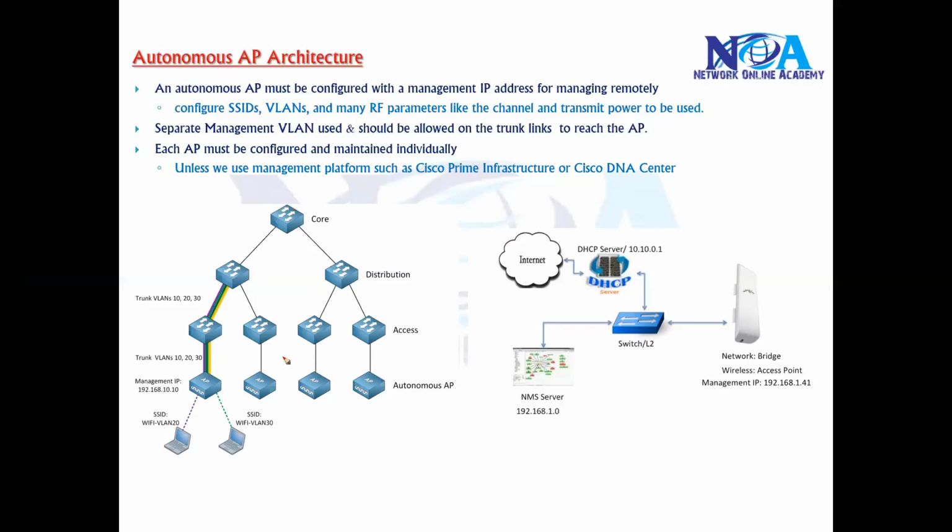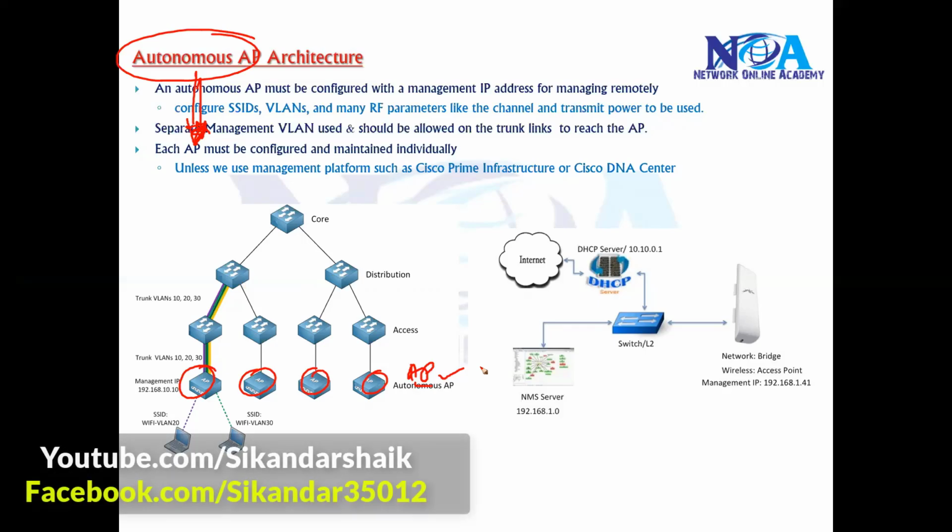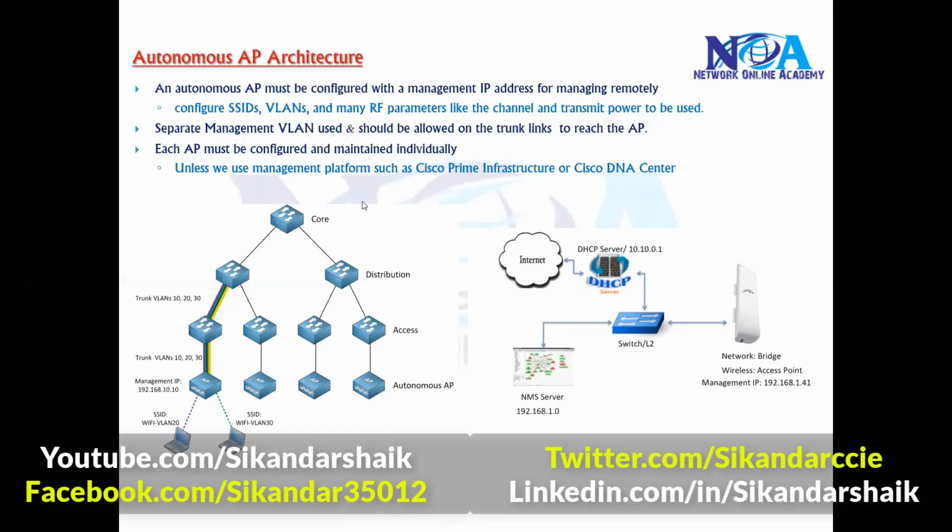So again, as I said, one of the major limitations with the autonomous access point architecture is that all the access points are managed individually. That's the main limitation. So again, as I said, practically this is not scalable. I'll be discussing a little bit more about the limitations of this model, probably in our next section or the next video.